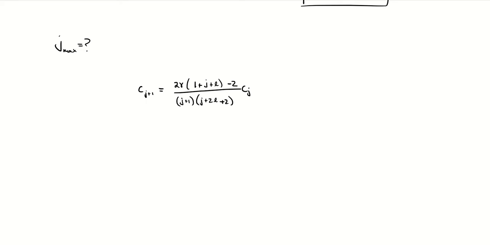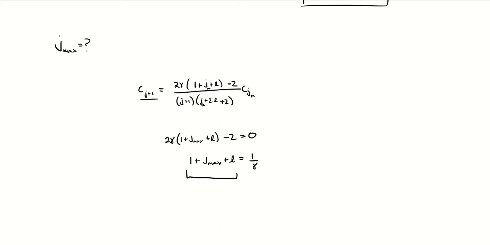So if I have some Cj max, I'll just use M for now. Cj max, this term above it has to be 0. So to do that, essentially this denominator has to be 0. I have 2 gamma, 1 plus j max plus L minus 2 is equal to 0, or 1 plus j max plus L is equal to 1 over gamma, right?